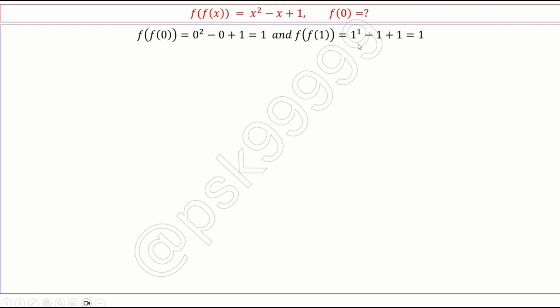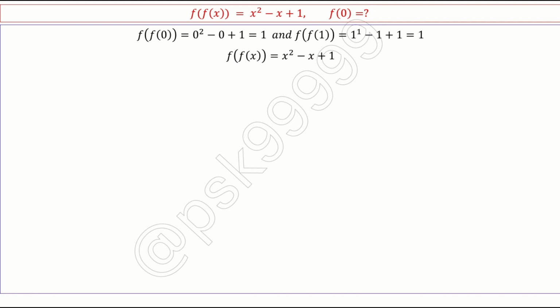f of 1 is equal to 1 square minus 1 plus 1, which is 1. Okay, so now I have two values, f of 0 and f of 1. Now f of x is defined as x square minus x plus 1. This is given.